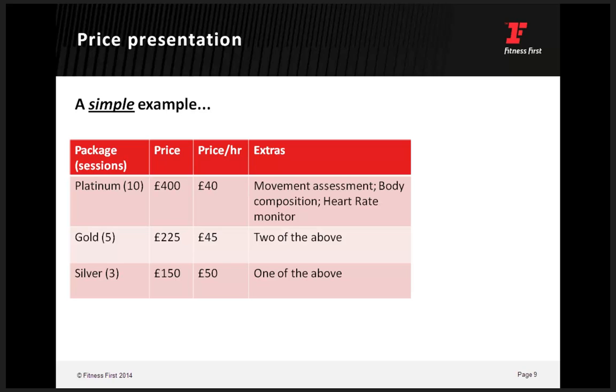You've got the extras in there so that you can put a little bit of incentive in there as well. You can maybe align an actual cash value to those things. A movement assessment, half an hour, worth £30. Body composition, half an hour, worth £30. Heart rate monitor, worth 25 quid. You can add some actual value to give an extra incentive.